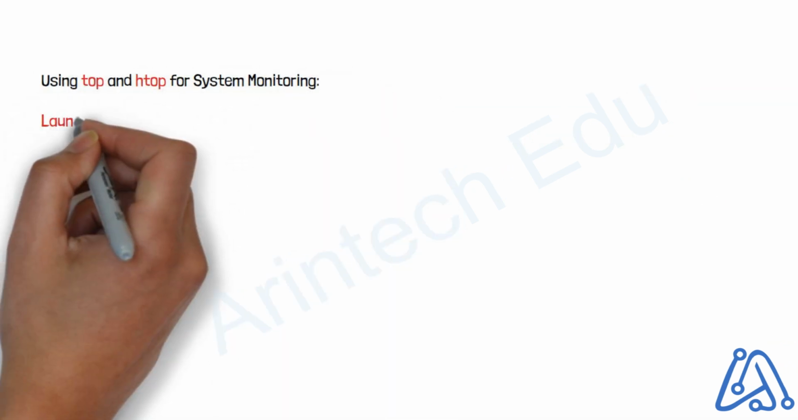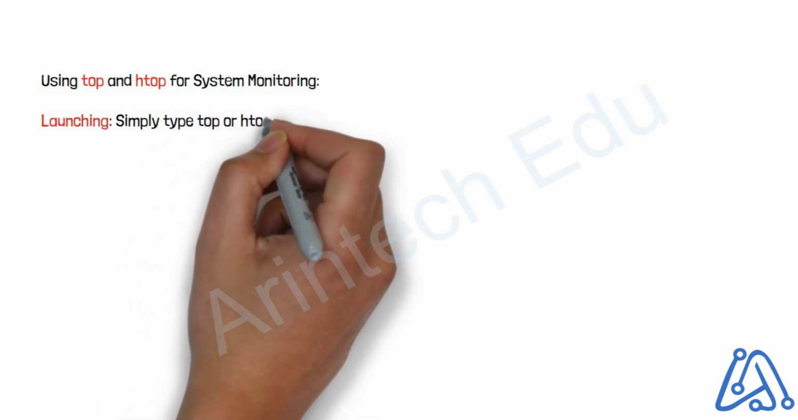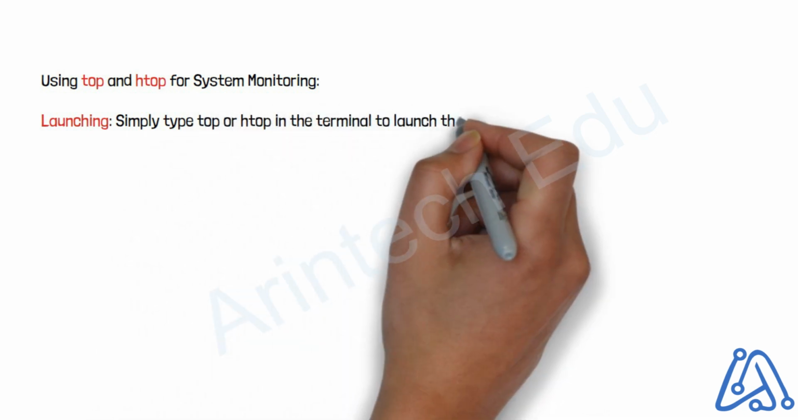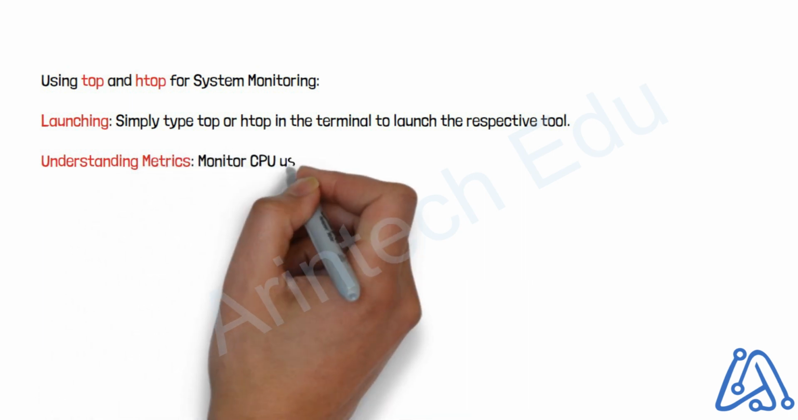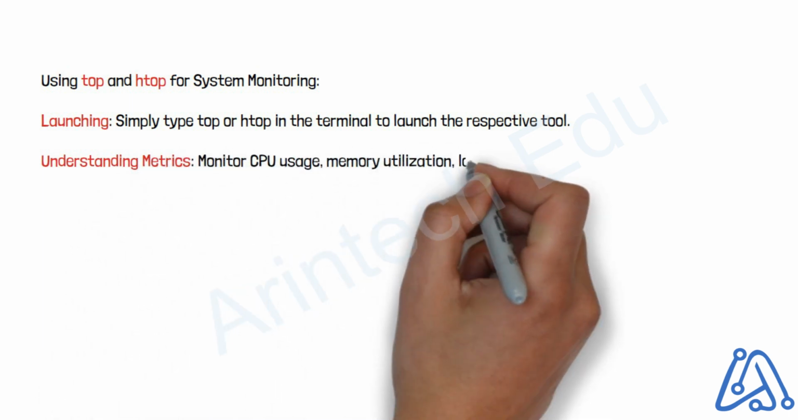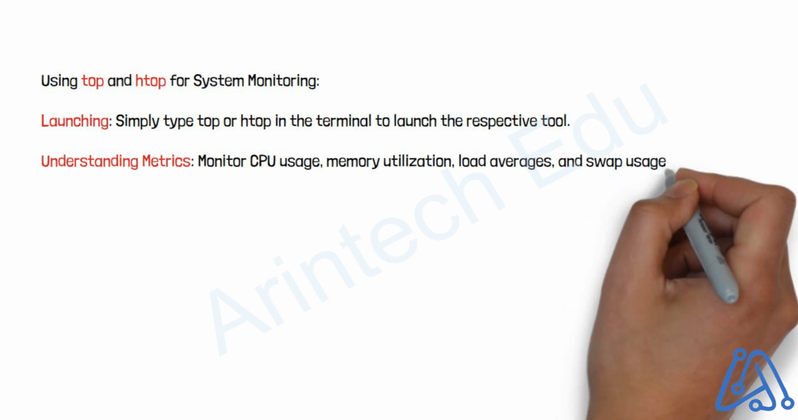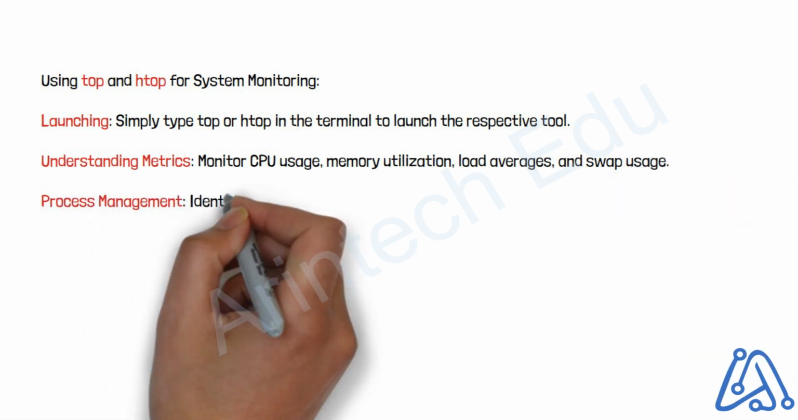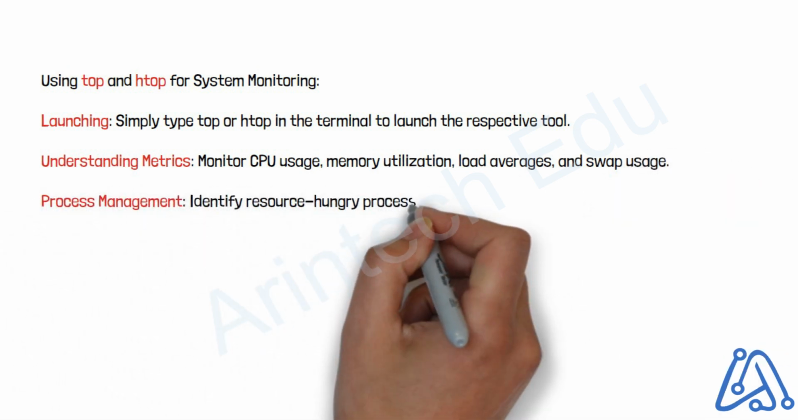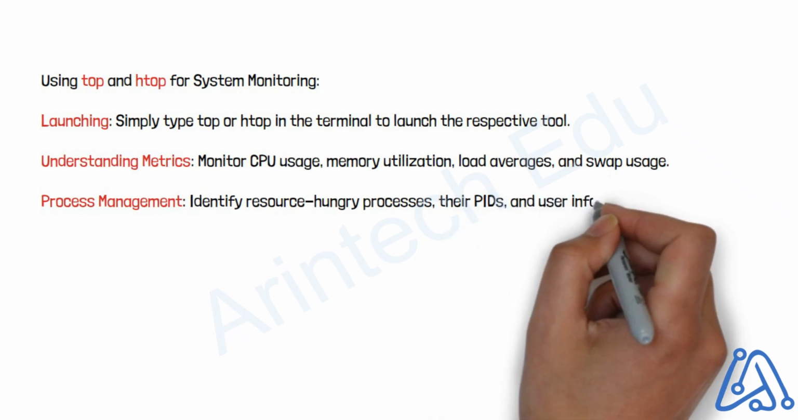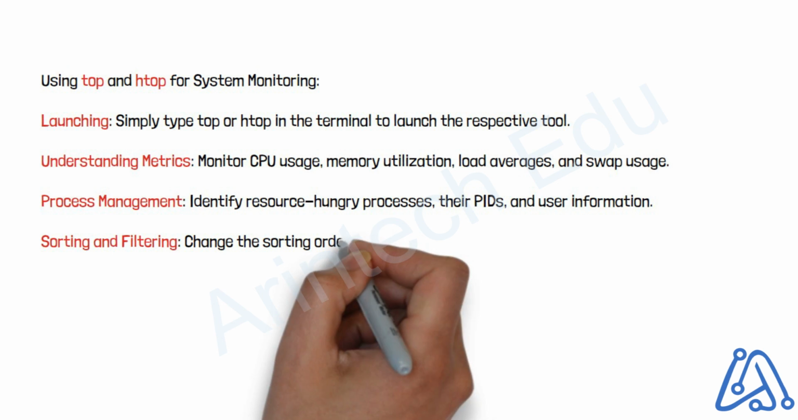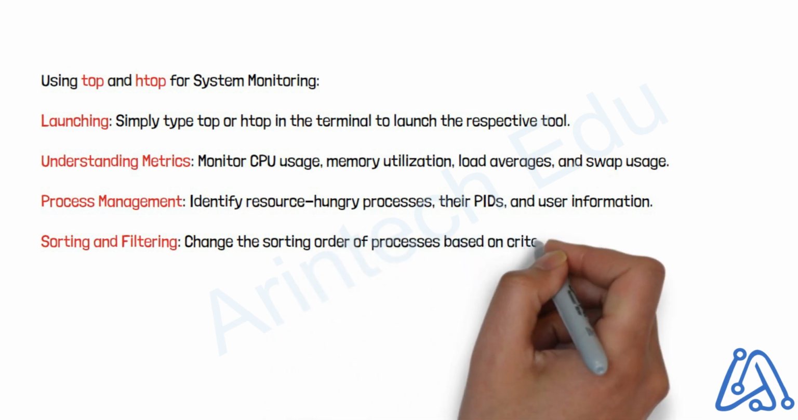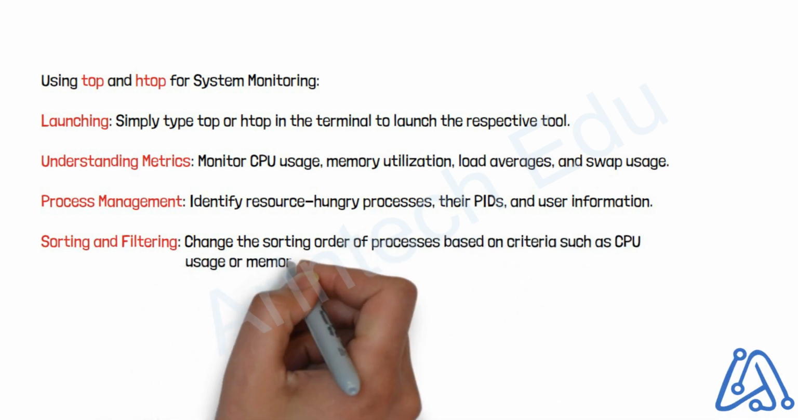Using Htop and Htop for system monitoring. Launching, simply type Htop or Htop in the terminal to launch the respective tool. Understanding metrics, monitor CPU usage, memory utilization, load averages, and swap usage. Process management, identify resource-hungry processes, their PIDs, and user information.